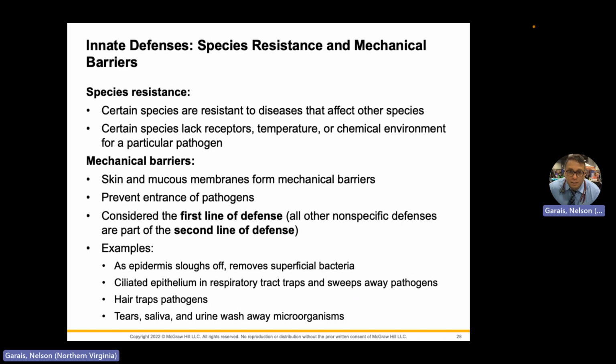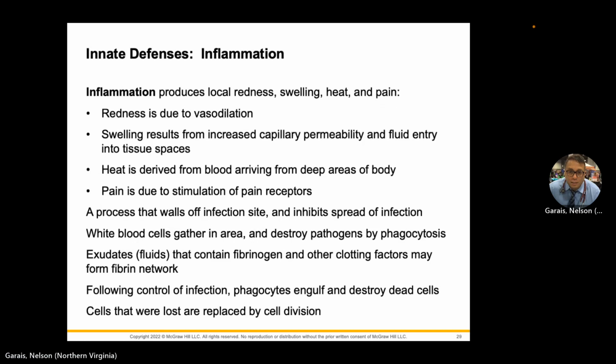They're considered a first line of defense. Anything after that is second and third line defense. So, first line defense, I want you to think skin, mucous membranes. All other non-specific defenses, like generalized inflammation, are part of your second line of defense. So inflammation, second line of defense.